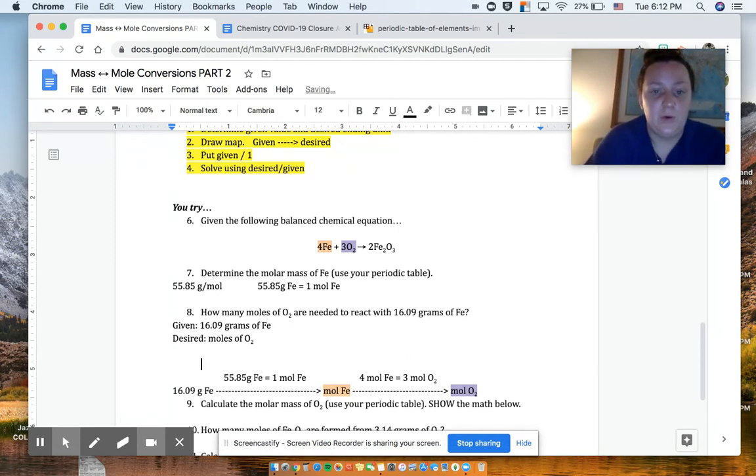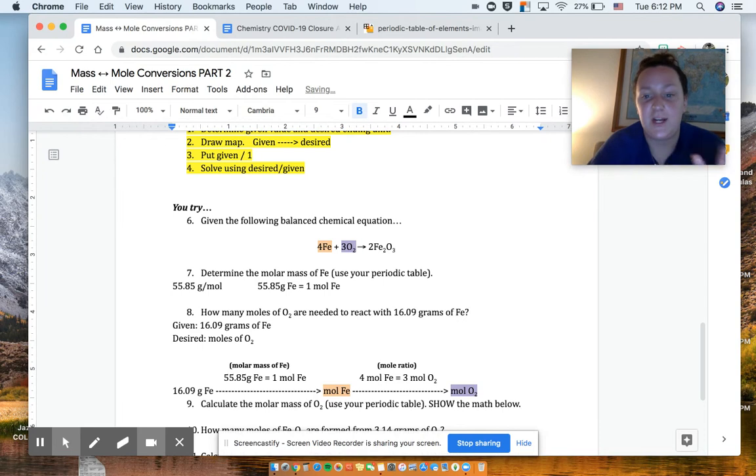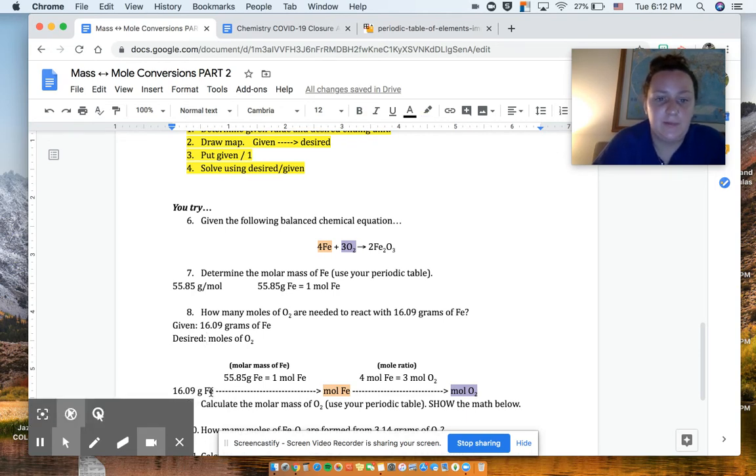Okay, so this is the molar mass of Fe, and this is the mole ratio. I have this very particular format that I've been liking to follow for step 2 for drawing out the map. I just think it works well. Okay, so here's what I have now. Whew, that's step 2. We're on to step 3.